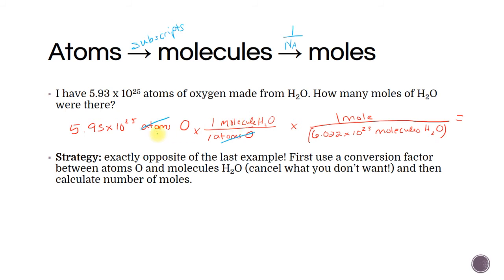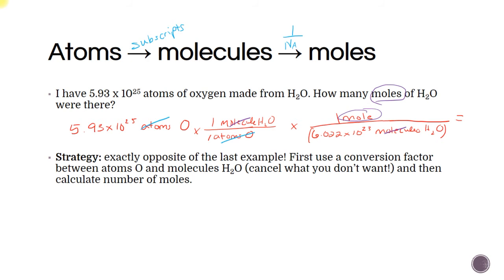So atoms are going to cancel. And then in the next step, I'm dividing by molecules of water. So molecule and molecule are going to cancel. And that gets us the unit the question is asking for. I always like to do a double check, like moles and moles. Okay, so those match. All right, so back to the calculator.